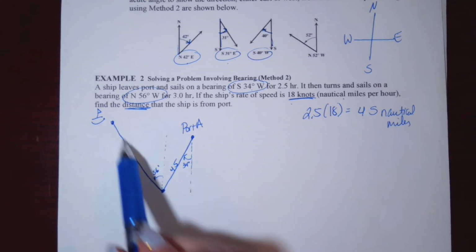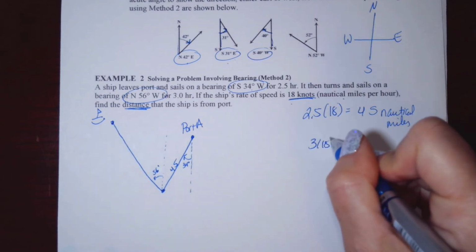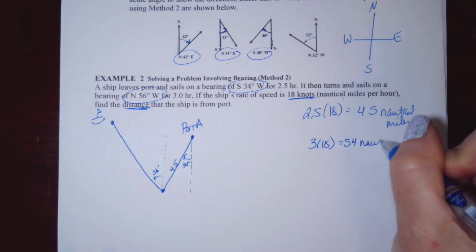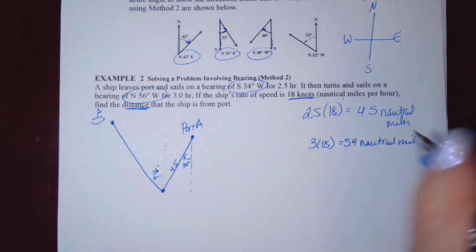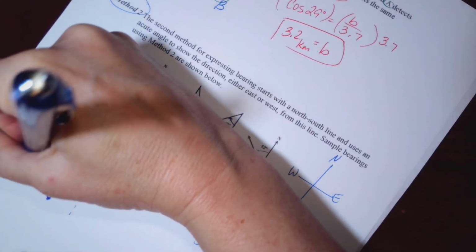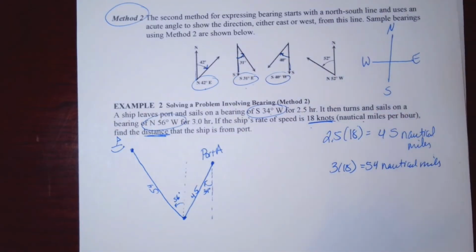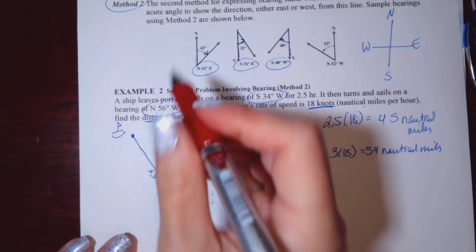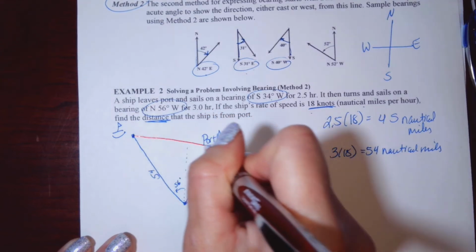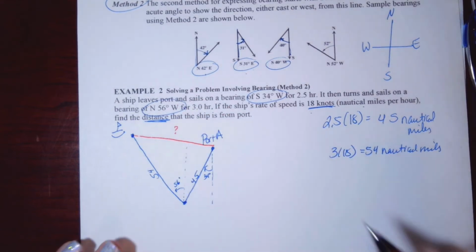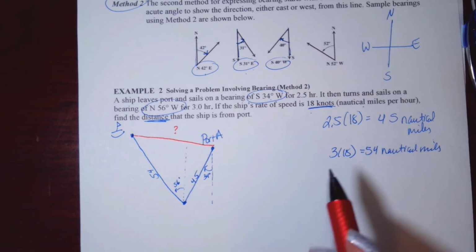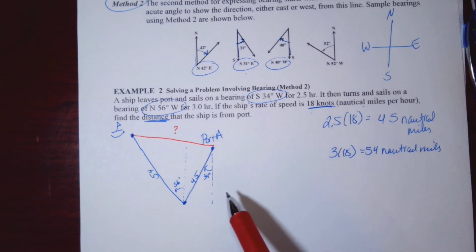So this distance, it sailed for 3 hours at 18 nautical miles an hour. So it sailed 54 nautical miles. So this measure is 54. Alright, everybody, keeping up with what we know. What we want is this distance. How far is the ship from port? And we want to figure out, is this a right triangle? If it is, where is our right angle?